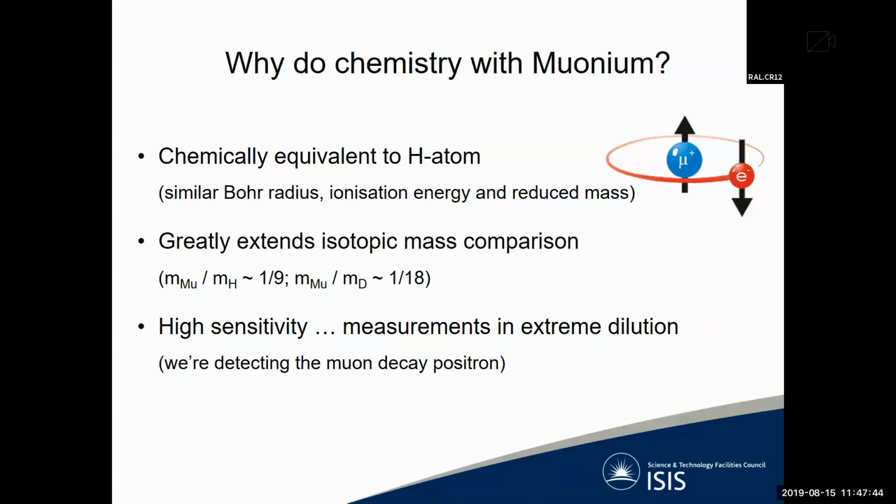So it greatly extends the isotopic mass comparison. It's roughly a ninth compared to hydrogen, and an eighteenth compared to deuterium, a similar atom with deuterium at the centre. So that's a very useful property. And then finally, if you're using muonium, you can work at high sensitivity. So instead of, say, with NMR, where we're looking for the nuclear free induction decay signal, now we can measure at high sensitivity because we're looking for the positron decays. So that means we can work with very dilute systems.